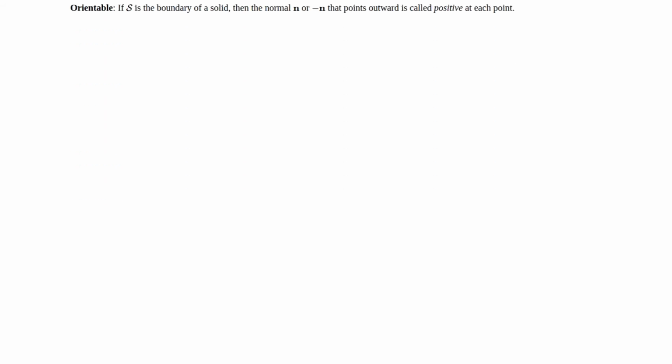So the orientation is defined in a couple of ways. First of all, if S is the boundary of a solid, like the surface of a sphere, for example, then the normal n or minus n which points outward, the one of those two which points outward, is called positive at each point, or simply outward.